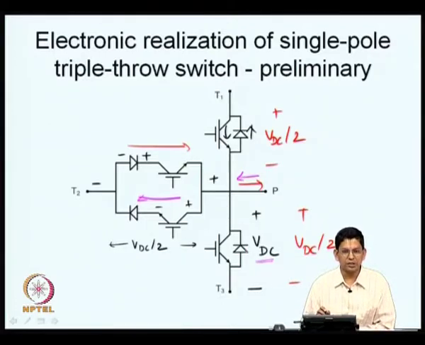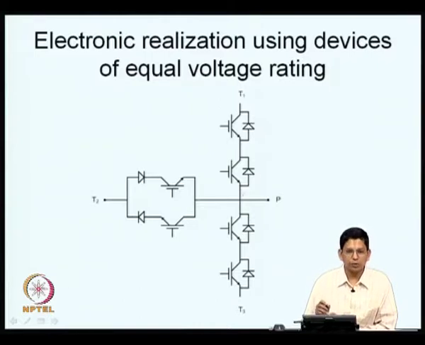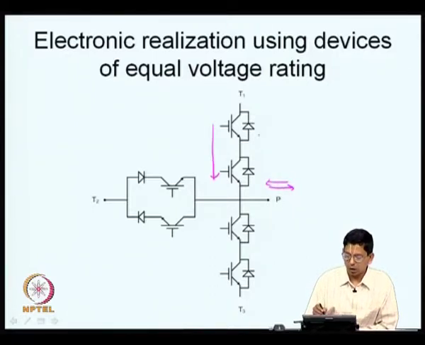What we need to see is, we want to use only switches whose voltage ratings are VDC by 2 basically. So, what we do is we connect two of them in parallel. In this situation, let us say there is a current flowing, it could be in either direction. In that scenario, current can be either flowing through the transistors or through the diodes.